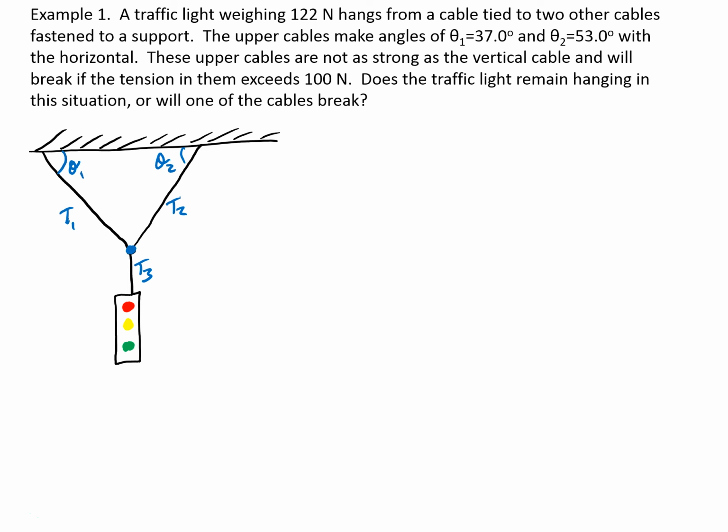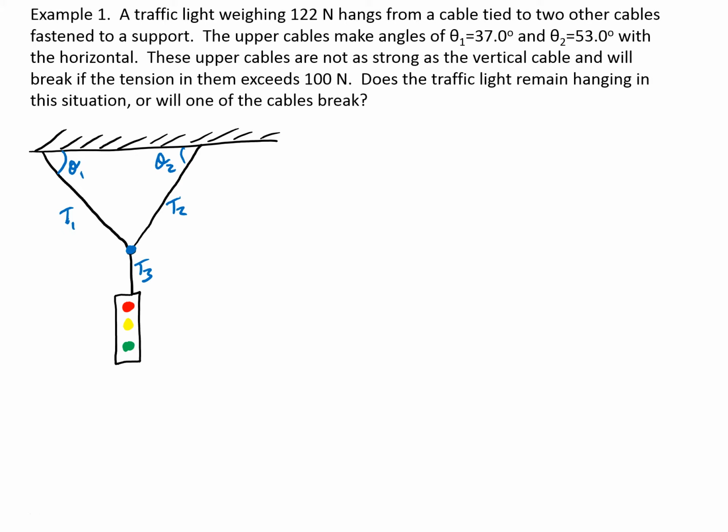So let's get started. First example is going to be a traffic light weighing 122 newtons hangs from a cable tied to two other cables fastened to a support. The upper cables make an angle of 37 degrees and 53 degrees as shown here. So theta 1 is going to be 37 degrees, theta 2 is going to be 53 degrees.